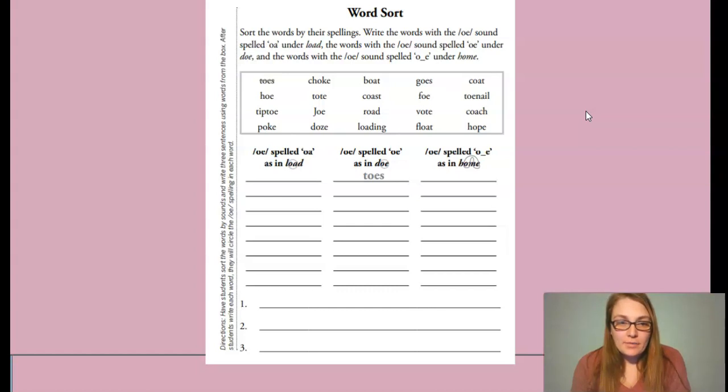At the bottom, use one word from each list to make a sentence. Don't forget to also circle the letters that are making the O sound in each word.